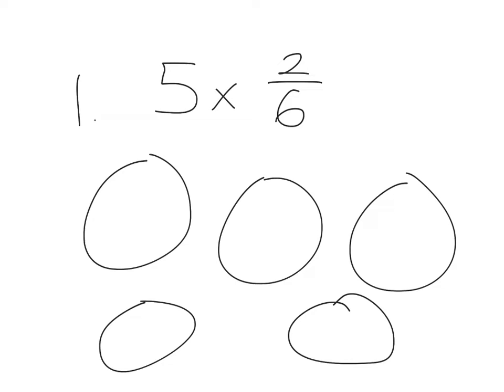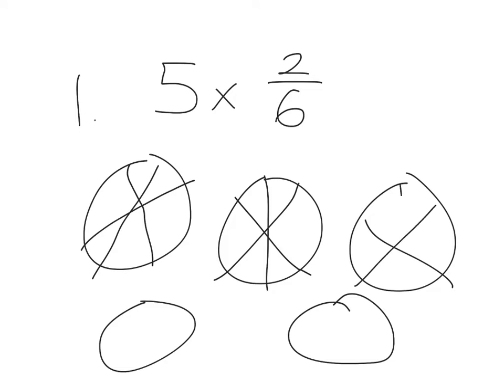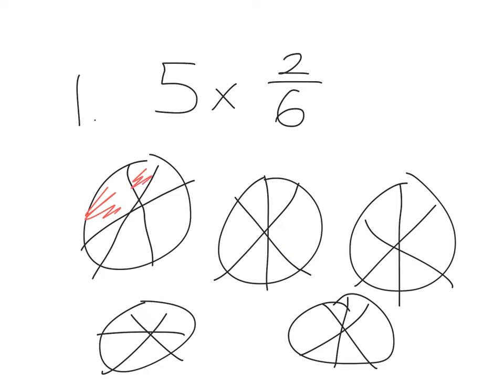If we look at our fractions, we notice that our denominator is 6, so that means each whole piece will have 6 pieces. So now we're going to look at our numerator. We see that our numerator is 2. That lets me know that each whole piece should have 2 shaded pieces. So 1, 2, 1, 2.